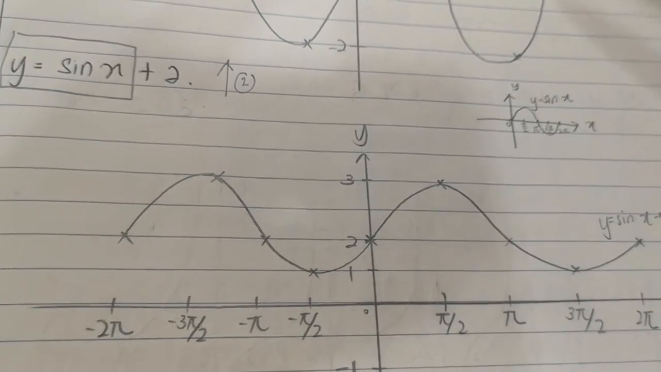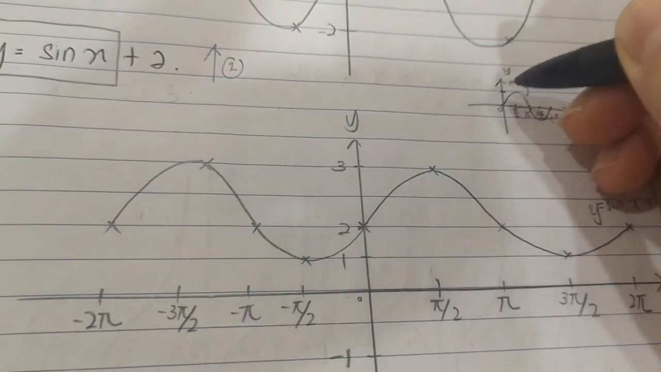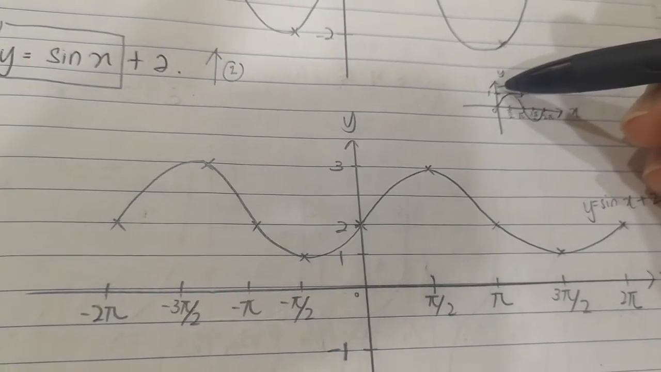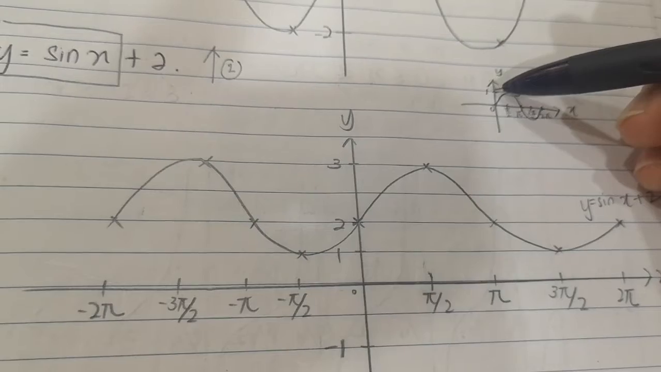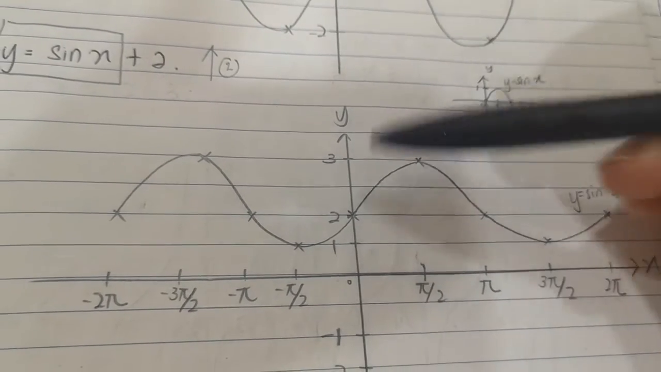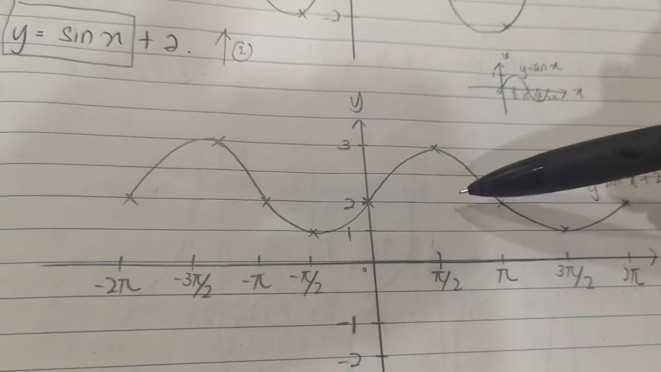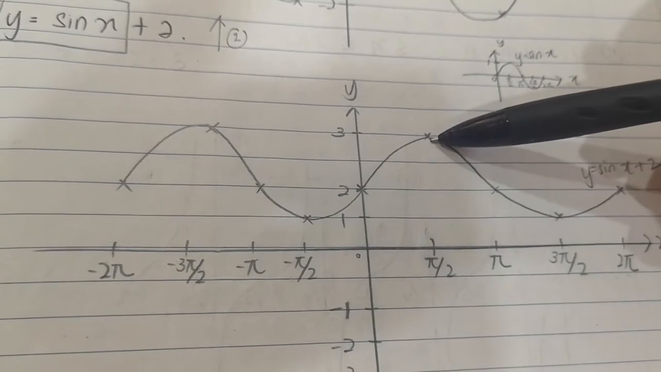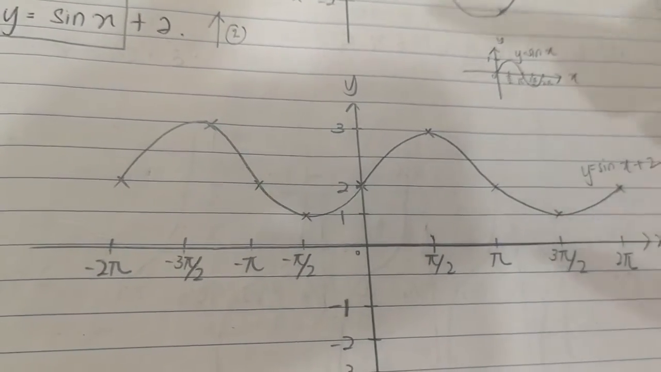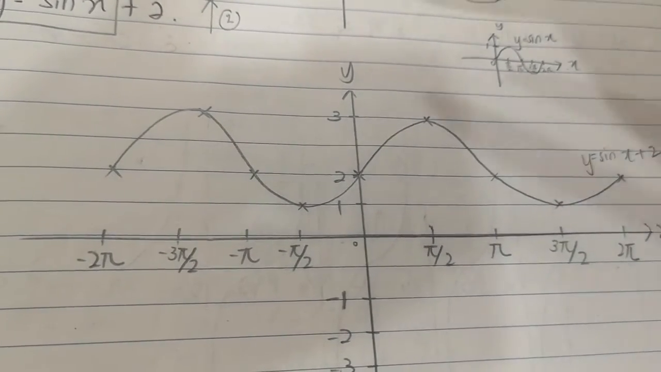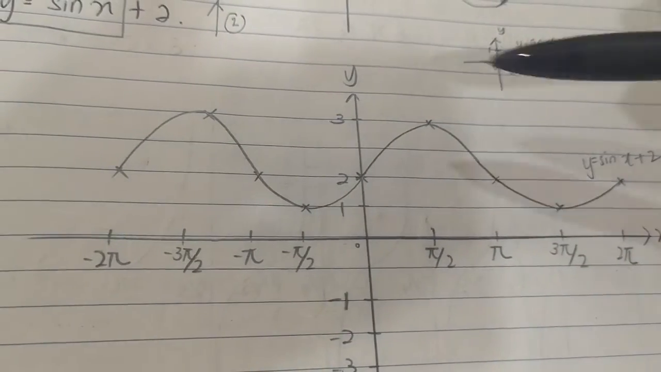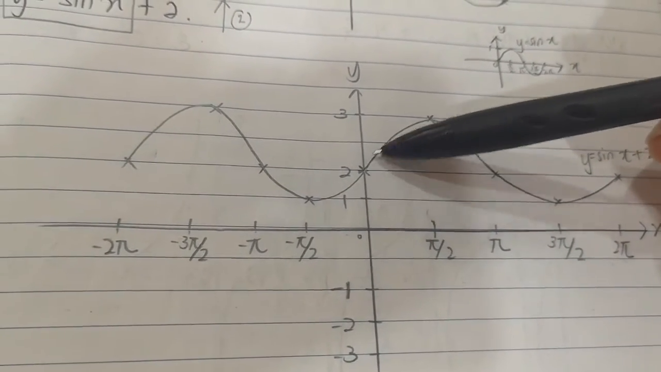The same applies here. The amplitude here is 1. If it moves upward 2 units, 1 moving upward 2 units will become 3. So the amplitude will change to 3. Everything will move upward 2 units. So you just do as usual.